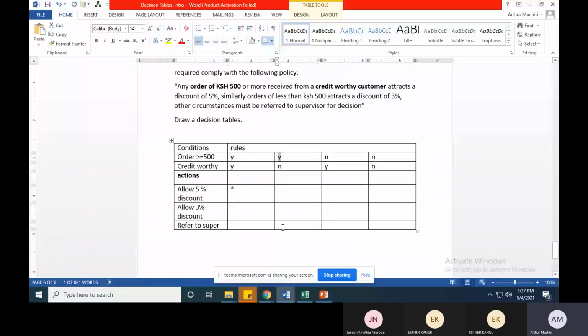We are at the point of sale. We are the cashiers in this supermarket. We have realized that this person has made an order of 500, but he's not a credit-worthy customer. So what are we going to do? You cannot come to this point. We cannot give him 3% here, because his order is over 500.